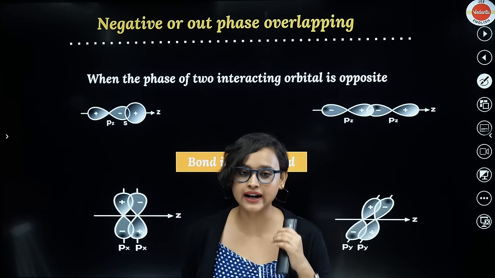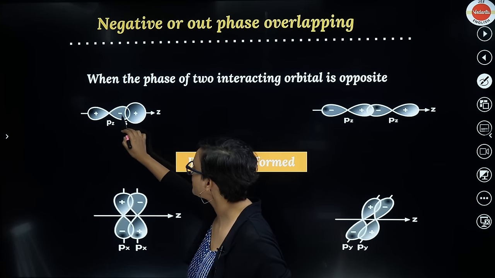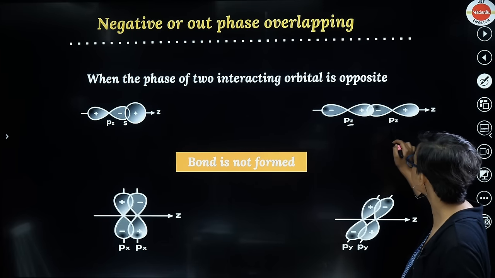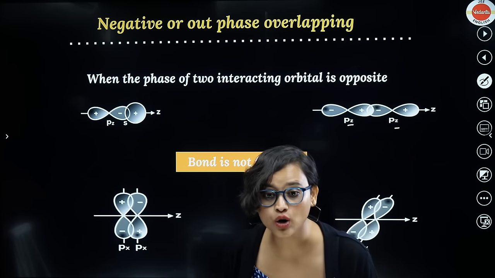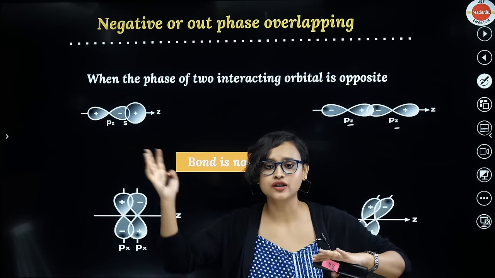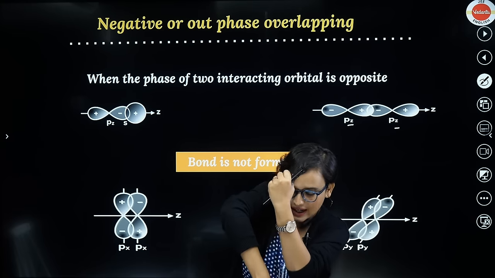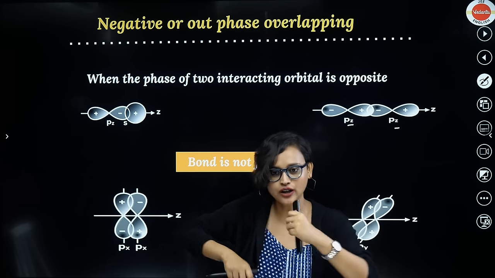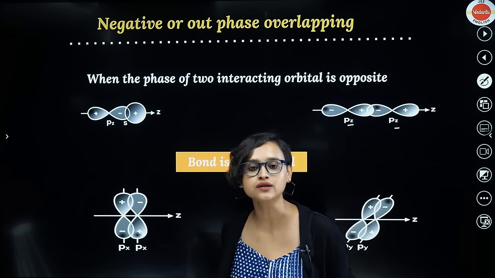Now understand negative, okay? See, a negative and a positive, pz and s here. What is happening? Bond is not formed. Positive and negative, once again, pz, pz, both are pz, but they are out of phase. They are interacting, but it's opposite. The orbital is only opposite. So here no bond is formed. If it is happening like this, here no bond can form. It's opposite, okay? Here also, plus, minus, out of phase, no bond is formed.